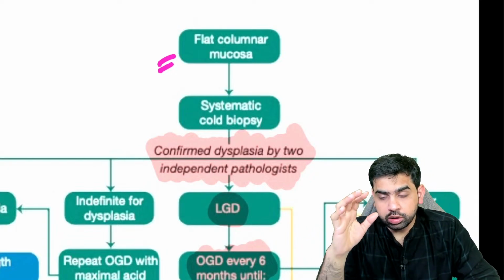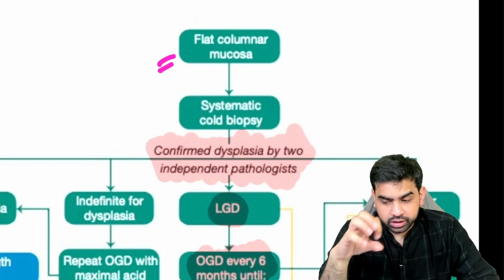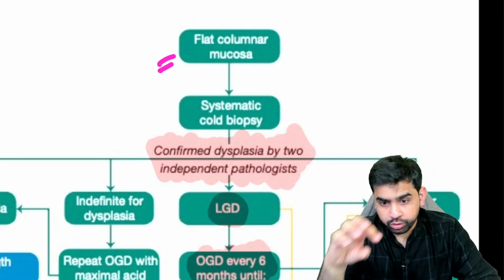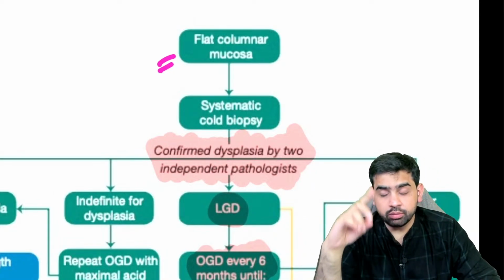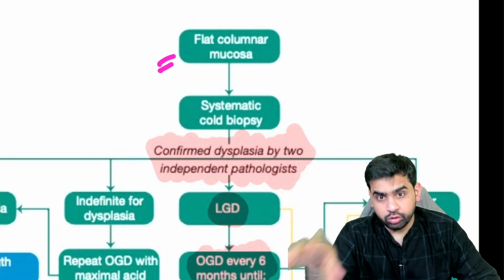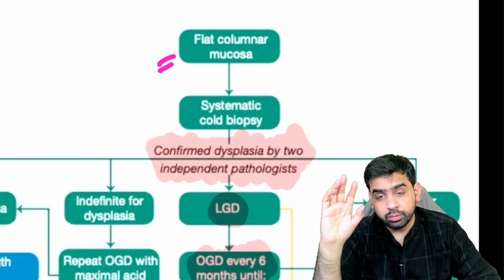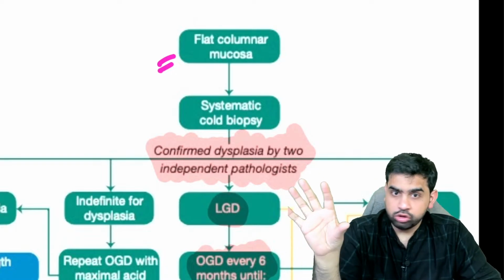Okay, so if you take a biopsy and the dysplasia comes, do you take it at face value? No, not really. What you basically do is you have to reconfirm it with some other independent pathologist. So you reconfirm the dysplasia types. The first report you have got, you again have to reconfirm it with some independent pathologist.